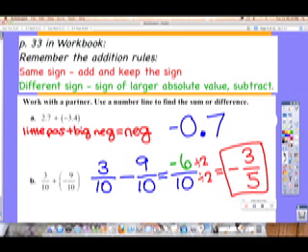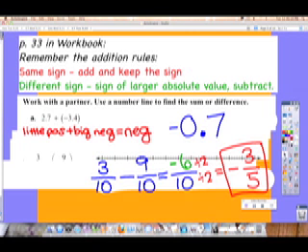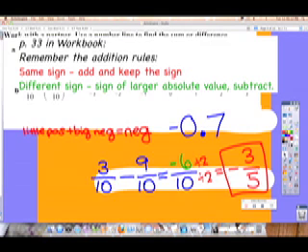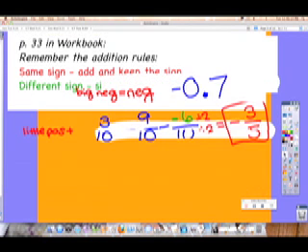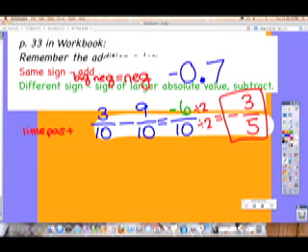What was the problem? 3/10 plus, like this, -9/10. Can I teach you how to type in your calculator so you can check your answers? Okay, it's all about the ABC button. The ABC button is telling your calculator that this is a fraction. So you type in your 3 first.